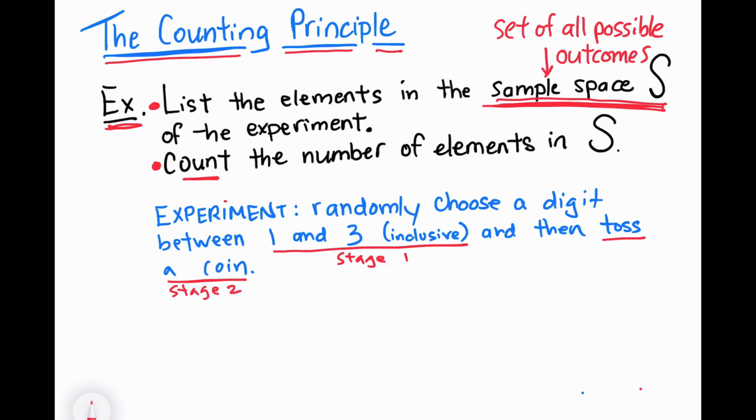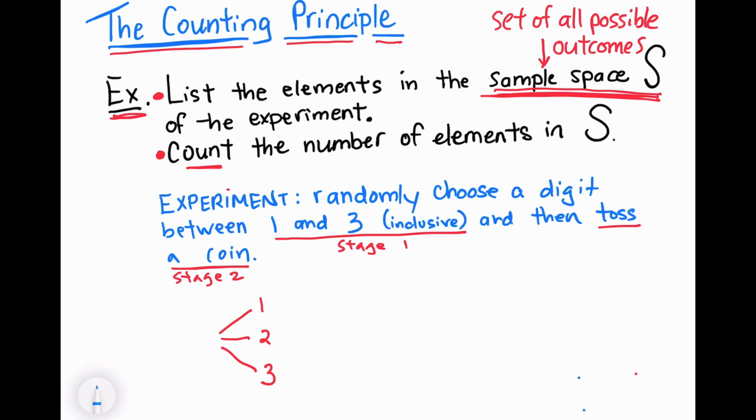So if we were to make the tree diagram to help us understand what's going on here, I'm first going to write down, okay, what are the possibilities when I select that number? I can get 1, I can get 2, or I can get 3 in stage 1. And then I toss a coin. So what are the possibilities? Heads or tails, right? So if I had a 1 first, the possible things that could happen in stage 2 are heads or tails. Same thing here and same thing here. So this helps me to list all the possible outcomes.